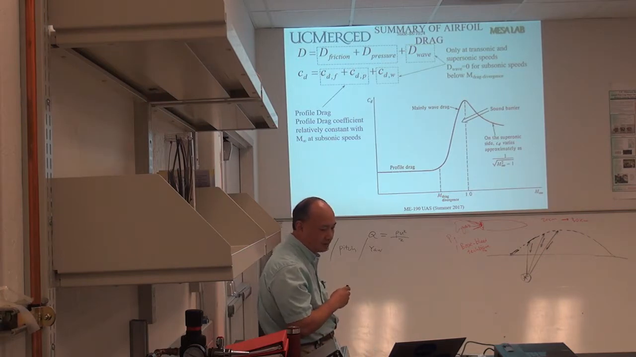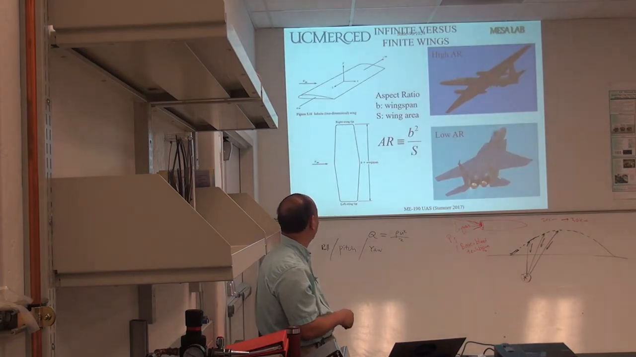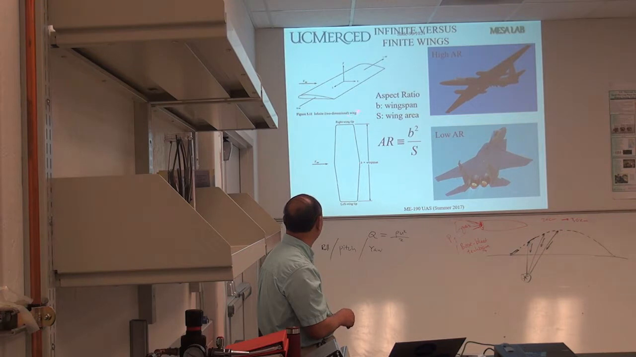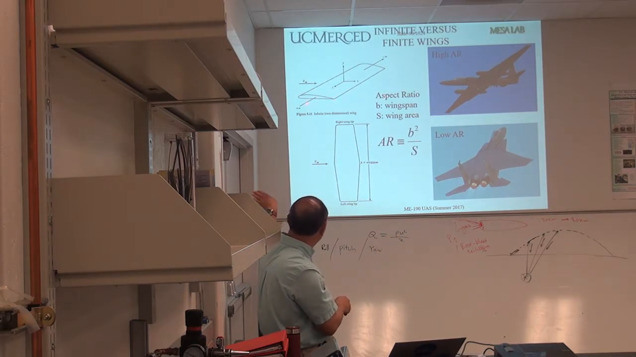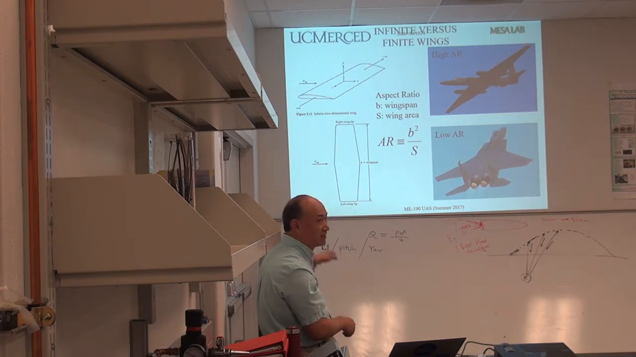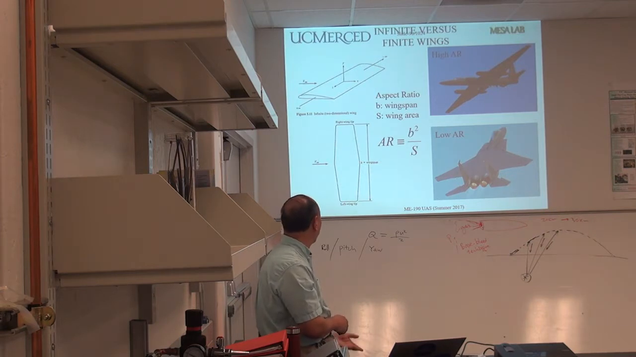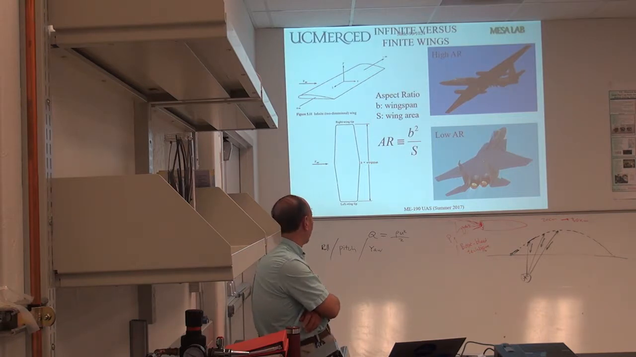Okay. But what about finite wing? We use the finite wing versus infinite wing. Aspect ratio is b squared divided by S. Okay, b is the wingspan. Infinite two-dimensional wings assume that the wing, this is the leading edge, this is the trailing edge, moving in that direction, goes to infinity. This is called infinite wing. But in reality, we have finite wing, okay, finite wing. So you have wingspan versus the chord. Overall S is the wing area, and the wingspan squared divided by S is the aspect ratio.